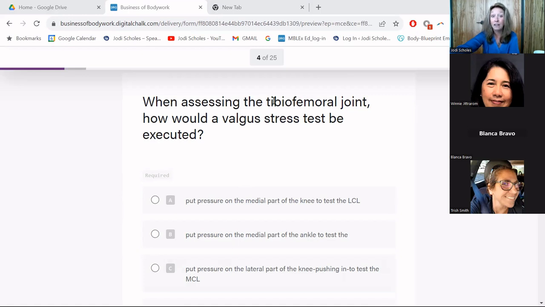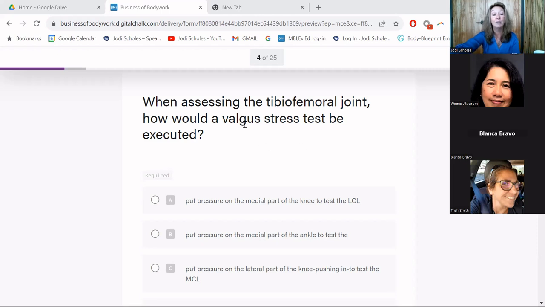Careful, careful. Because we see tibia and we go, boom, ankle. Got to be the ankle. Well, the tibia has two ends, the distal and the proximal. So in assessing the knee joint, how would a valgus stress test be executed?